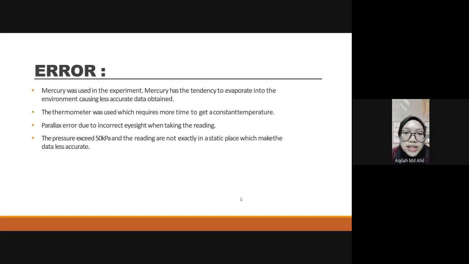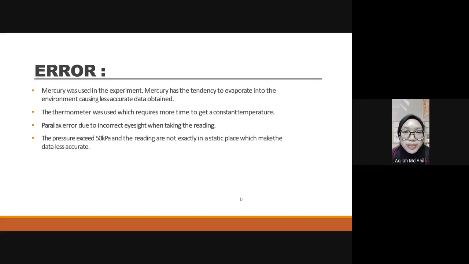The second error is the thermometer used in the experiment. The thermometer requires more time to get a constant temperature. The third error is parallax error due to incorrect eyesight when taking the reading. Lastly, the pressure exceeded 50 kilopascal and the readings were not exactly in a static place, which makes the data less accurate.